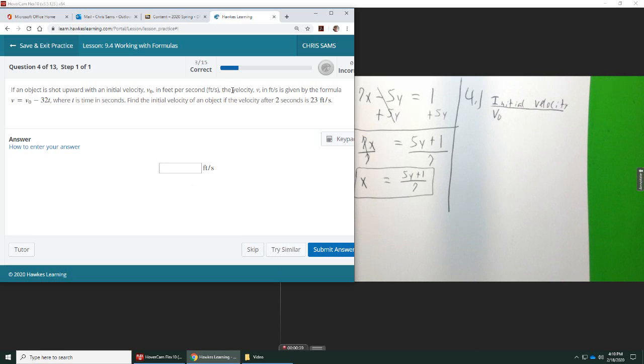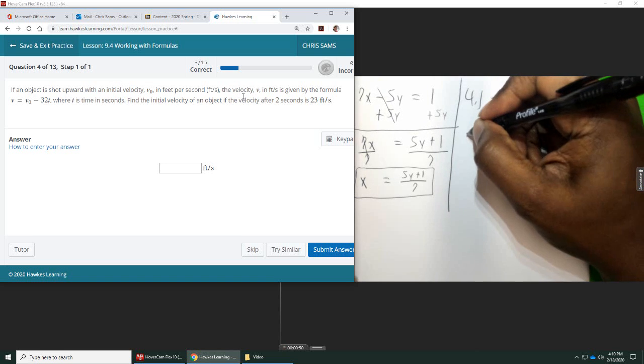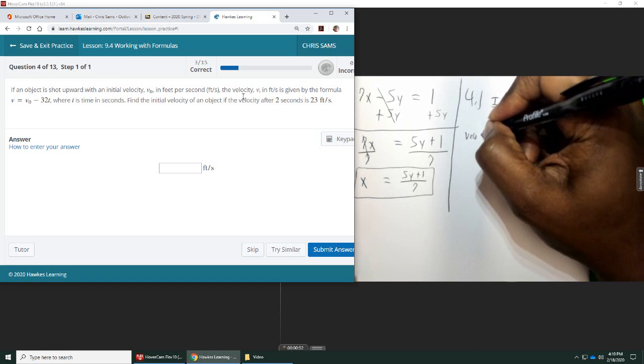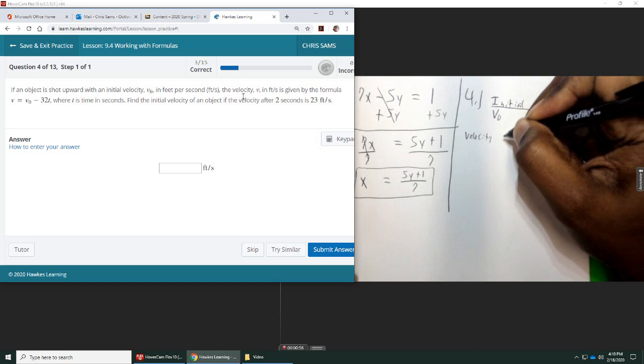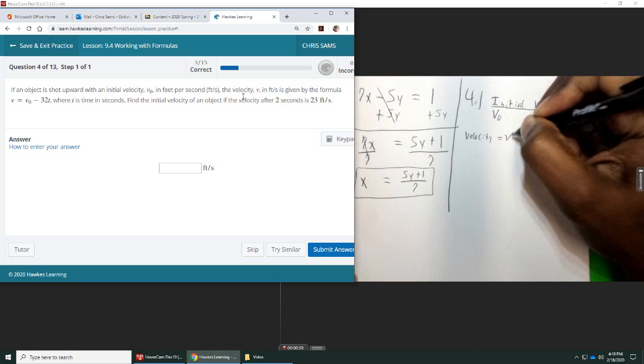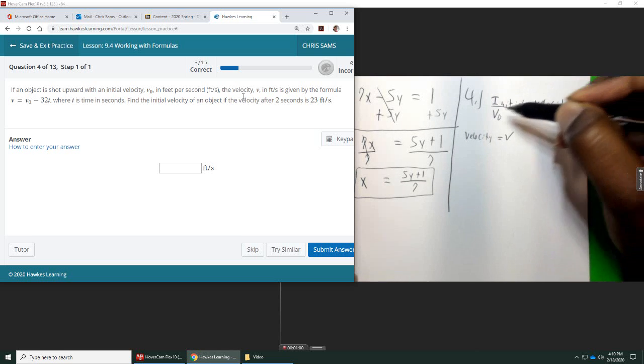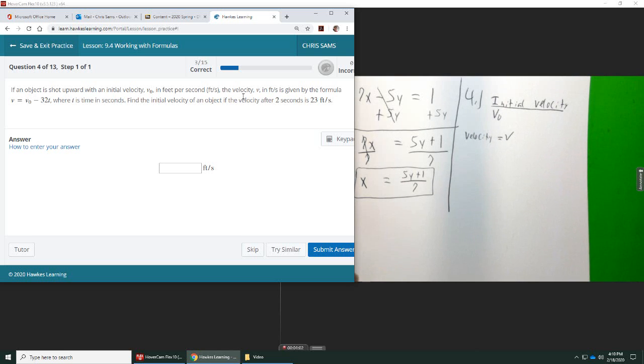The velocity, okay, so there's another one that has velocity in it. So one is initial, which is your starting velocity, and now we have the regular, just velocity. So I'm going to say velocity. This is denoted by v. So v is velocity, initial velocity is v0, and it's also in feet per second. And it says it's given by this formula.